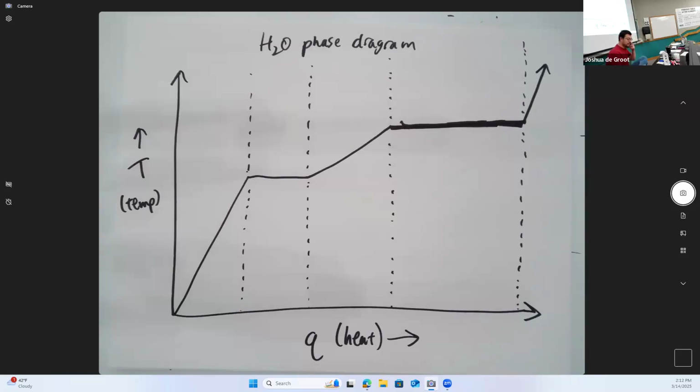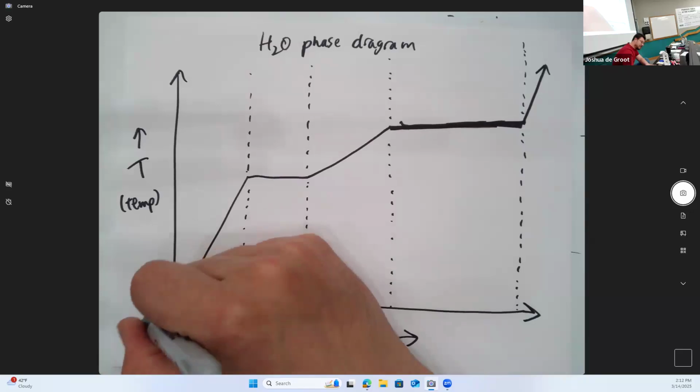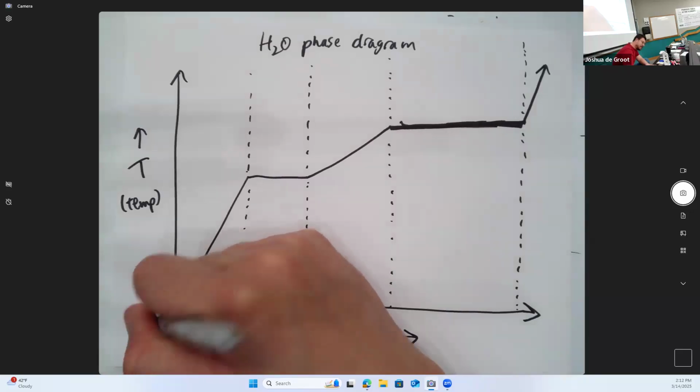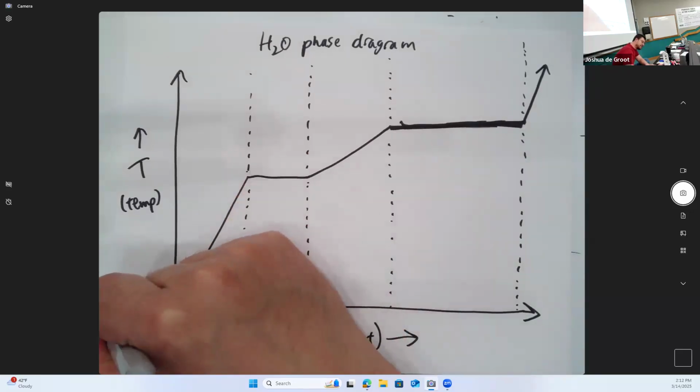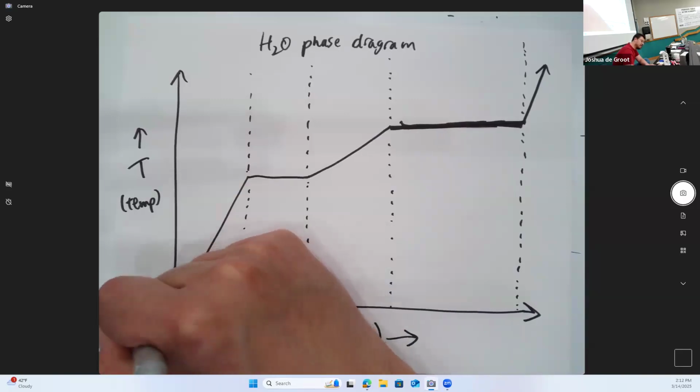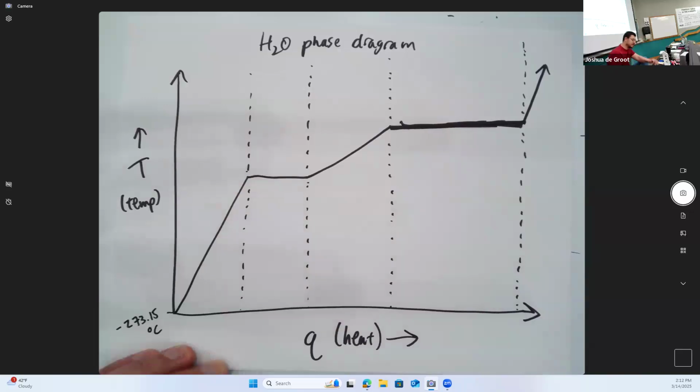Okay, so let's put in some labels. This label right here, the very lowest temperature physically possible, is negative 273.15. And let's stay in Celsius today. Degrees Celsius. That's 0 kelvins, absolute 0, but Celsius is easier. So negative 273.15.